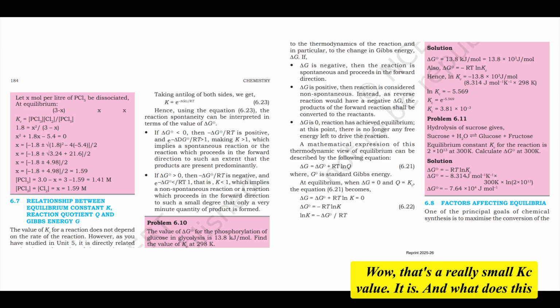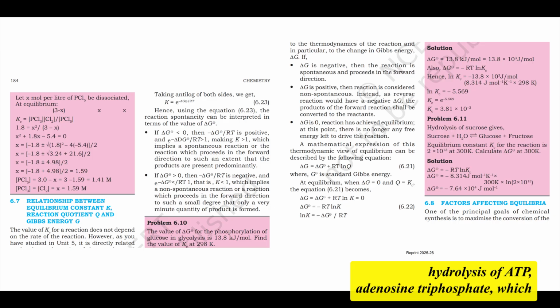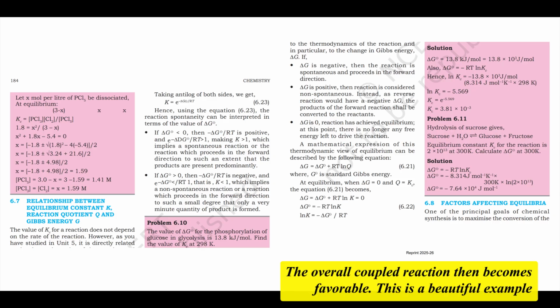It is. And what does this small Kc tell us biologically? It means that under standard physiological conditions, this crucial first step of glycolysis, converting glucose to glucose 6-phosphate, is highly unfavorable thermodynamically. It doesn't spontaneously proceed to products. So how does our body make it happen? It cleverly couples this unfavorable reaction with a highly favorable reaction, usually the hydrolysis of ATP, adenosine triphosphate, which releases a lot of free energy and has a large negative ΔG°. The overall coupled reaction then becomes favorable.